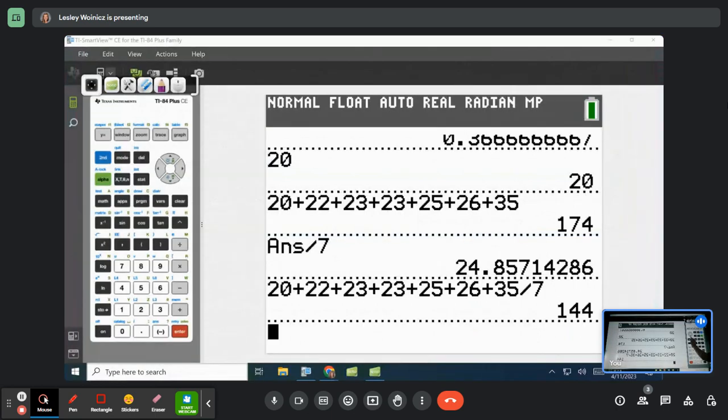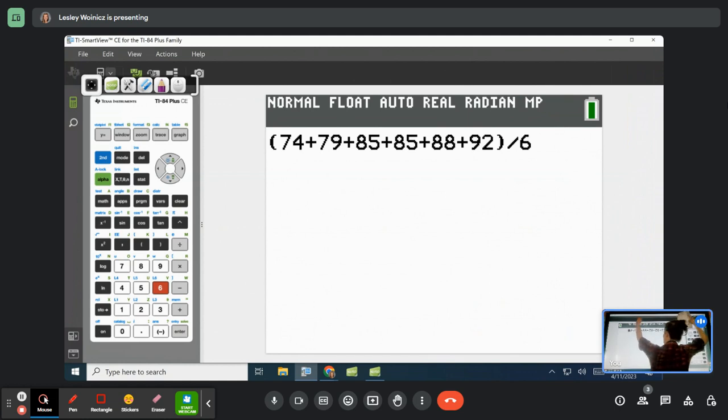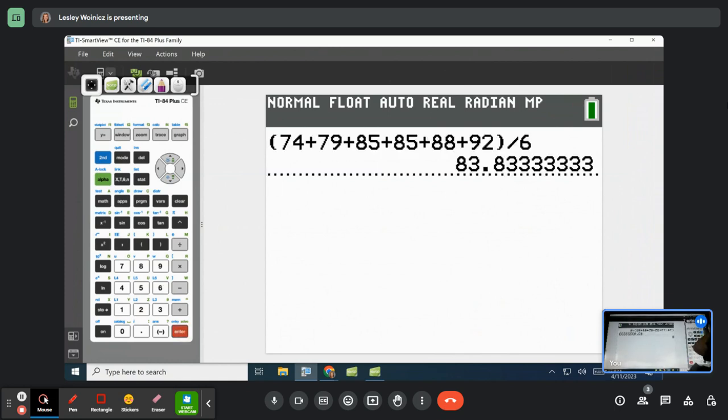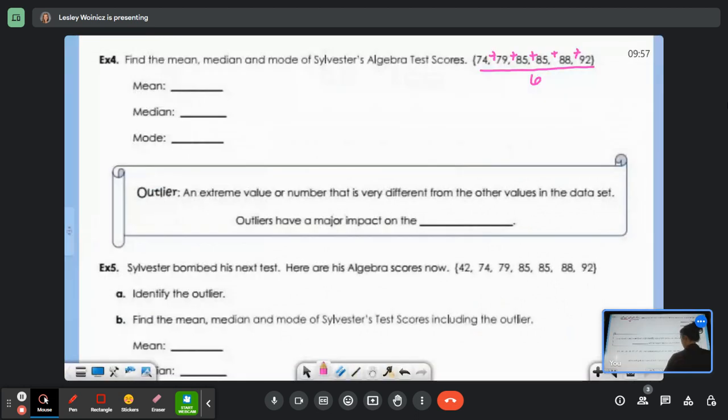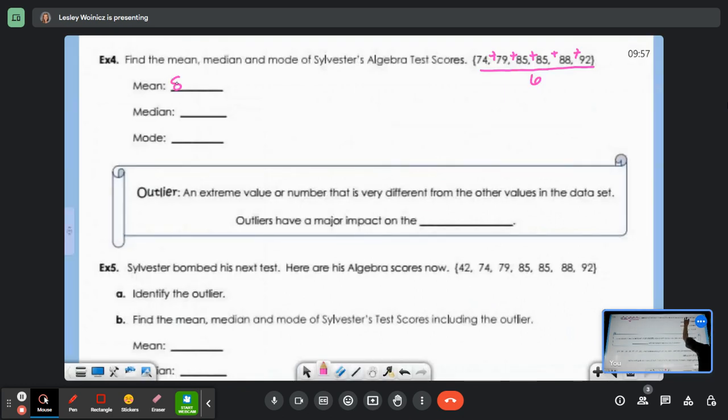Now, if I want to do them all at once, I can put them in parentheses. So I can do open parentheses, 74 plus 79 plus 85 plus another 85 plus 88 plus 92, close parentheses, and then I can divide by 6 because it's telling me to do all of the adding before I divide by 6. So it's not just the 92 getting divided by 6. So I'm getting 83.833.